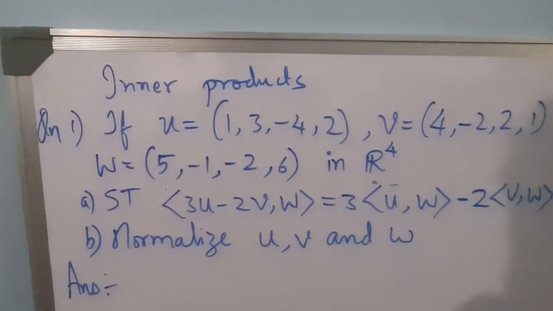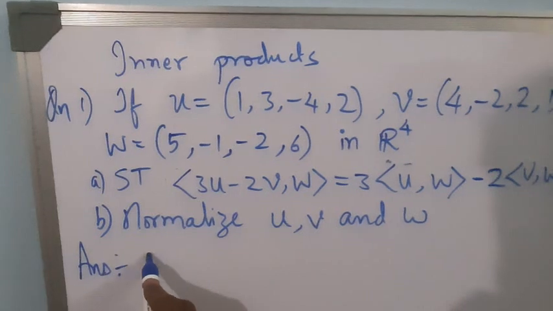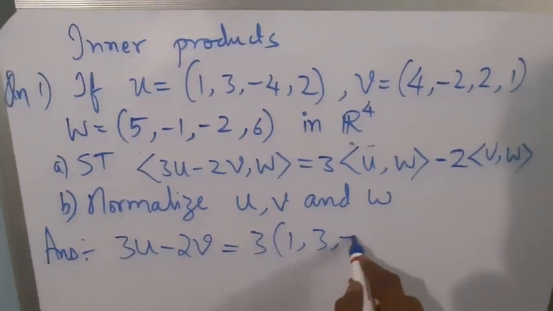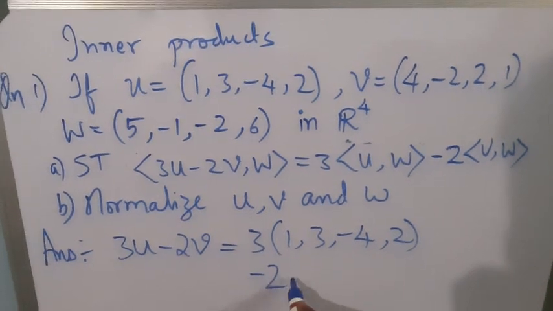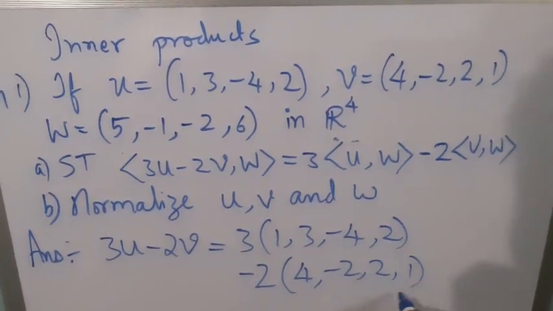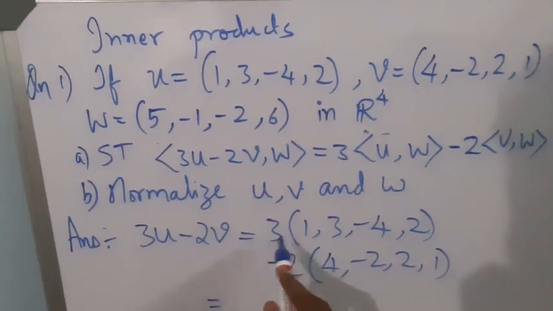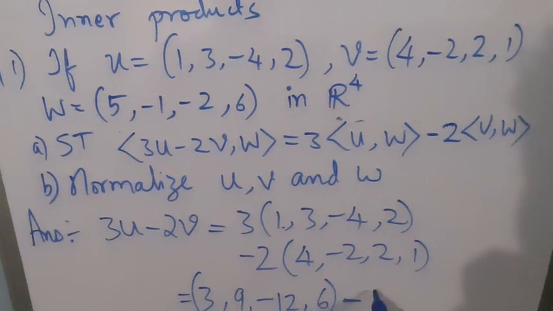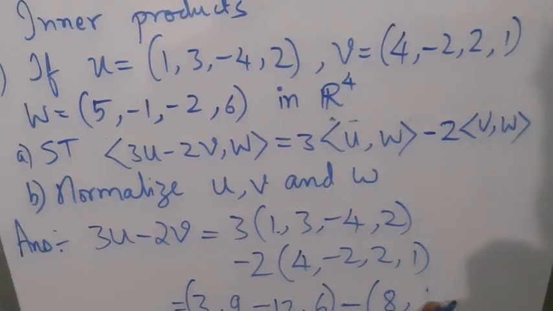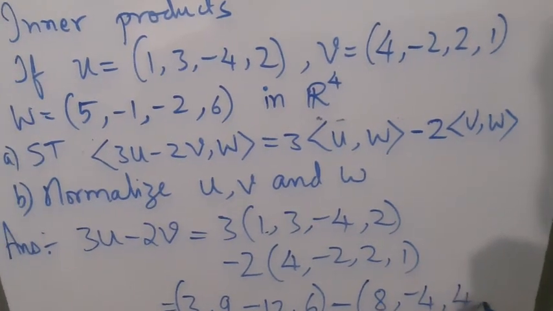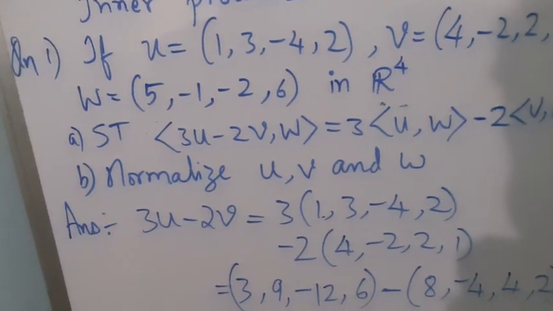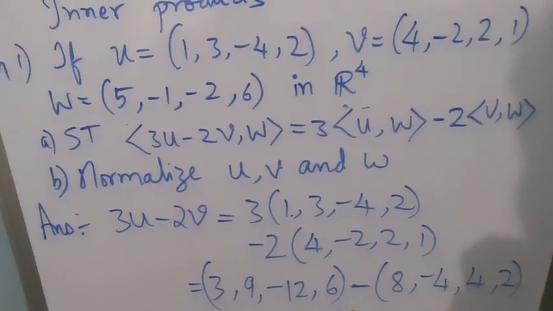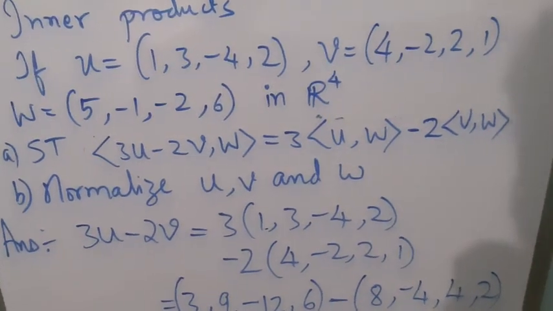Now to solve this, first we find what is 3u minus 2v. So this would be 3 times (1, 3, minus 4, 2) minus 2 times (4, minus 2, 2, 1). So this will be (3, 9, minus 12, 6) minus (8, minus 4, 4, 2). So this will be (minus 5, 9 plus 4 is 13, minus 12 minus 4 is minus 16, 6 minus 2 is 4).